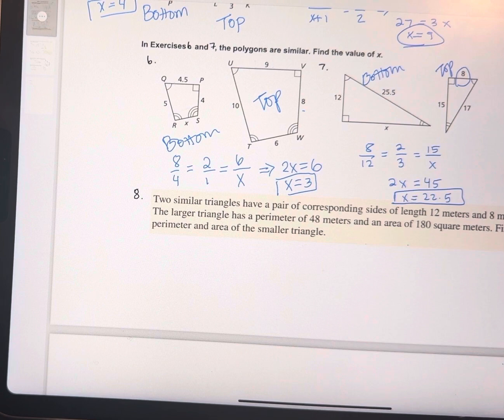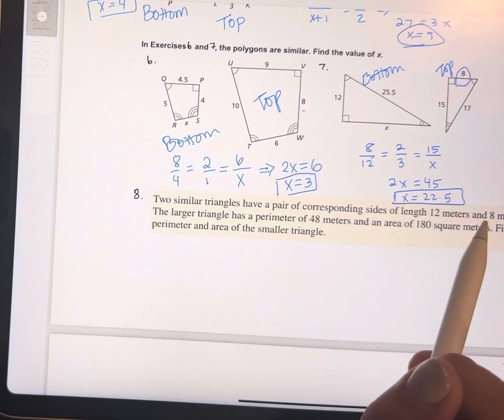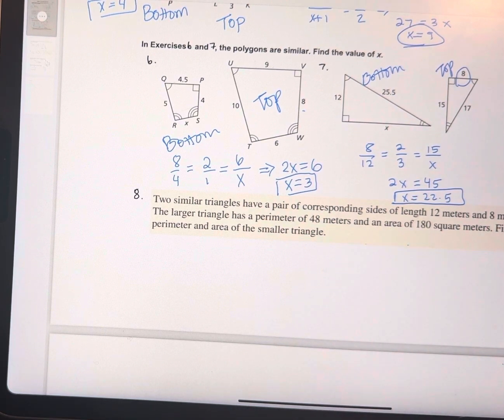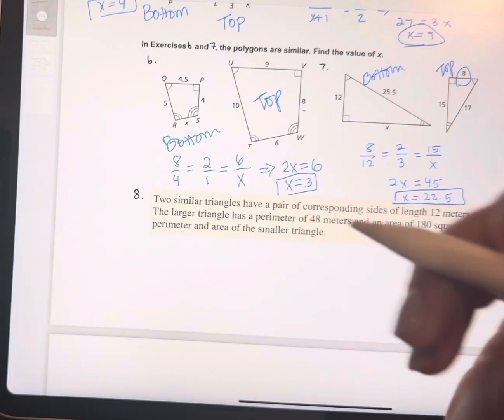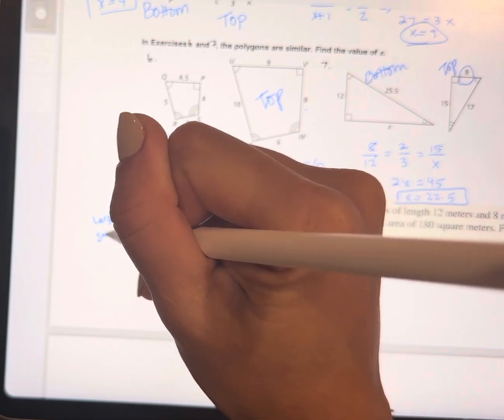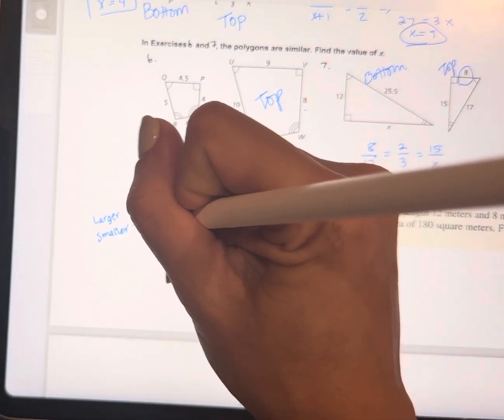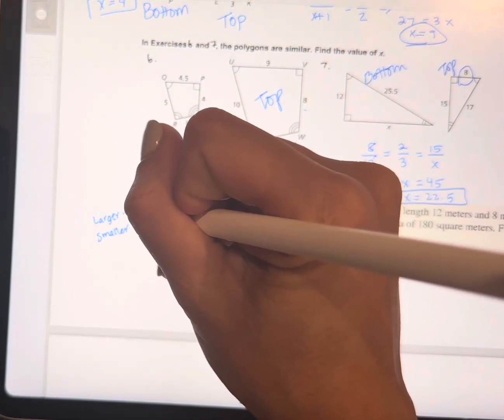Okay. Here we go. We have two similar triangles. They have a pair of corresponding side lengths, 12 and 8. I guess we can decide. We've got a larger and a smaller, and we can decide what we want to do. If we want to make the smaller the top and the larger the bottom, that's fine.